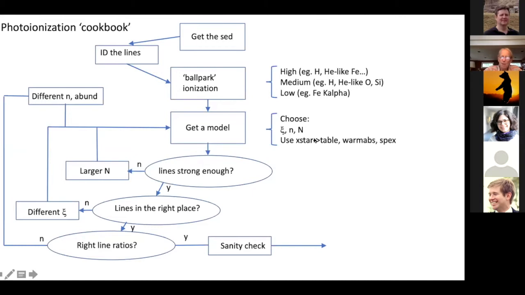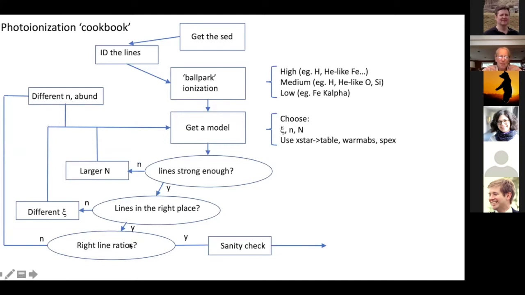And so with XSTAR, you could use a table model, or the analytic version of XSTAR, which is warmabs, or SPEX can do this for you as well. And then you look at the model and you look at the data, and you iterate around a bunch of different questions. Are you making strong enough lines? If you're not, then you need more column density or more gas in your model. So you increase that. If the lines are strong enough but they're not in the right place, then you need to change the conditions to increase or decrease the ionization balance in the gas by changing the ionization parameter.